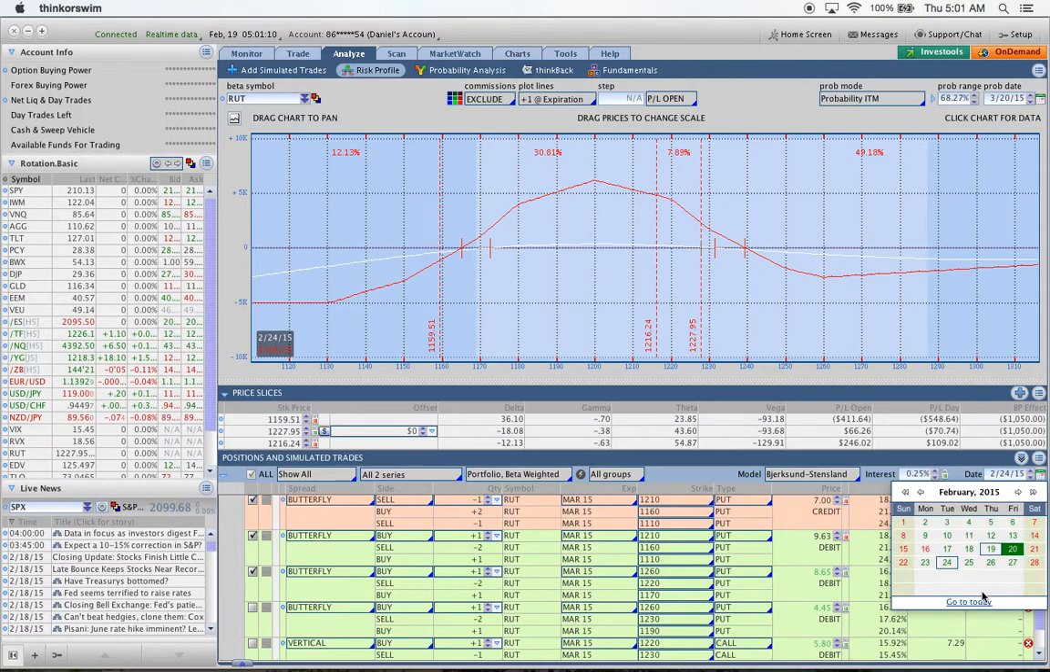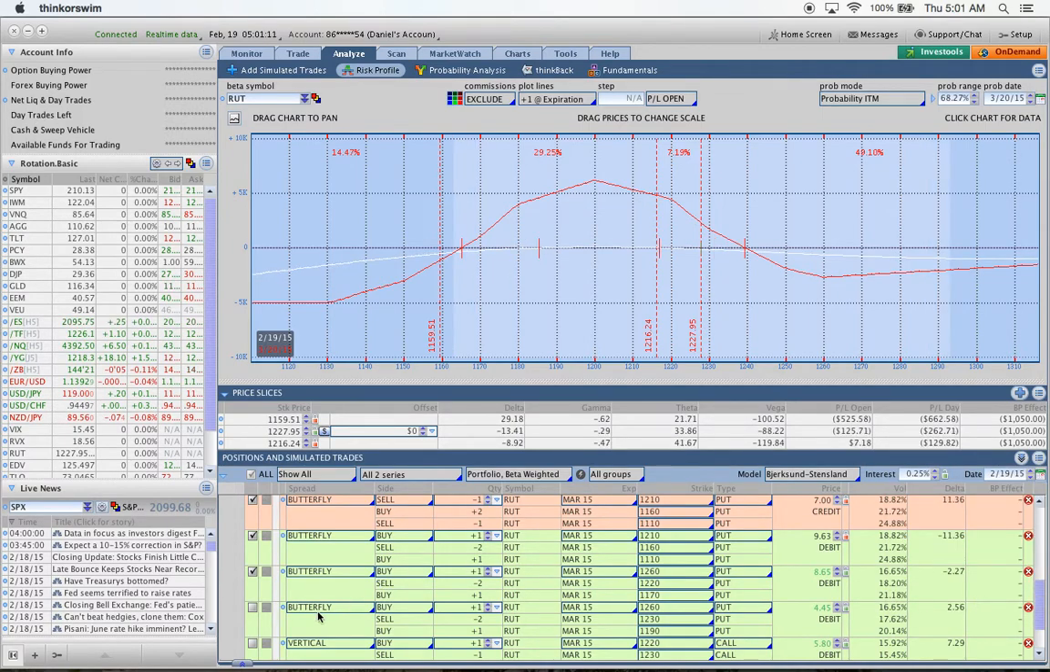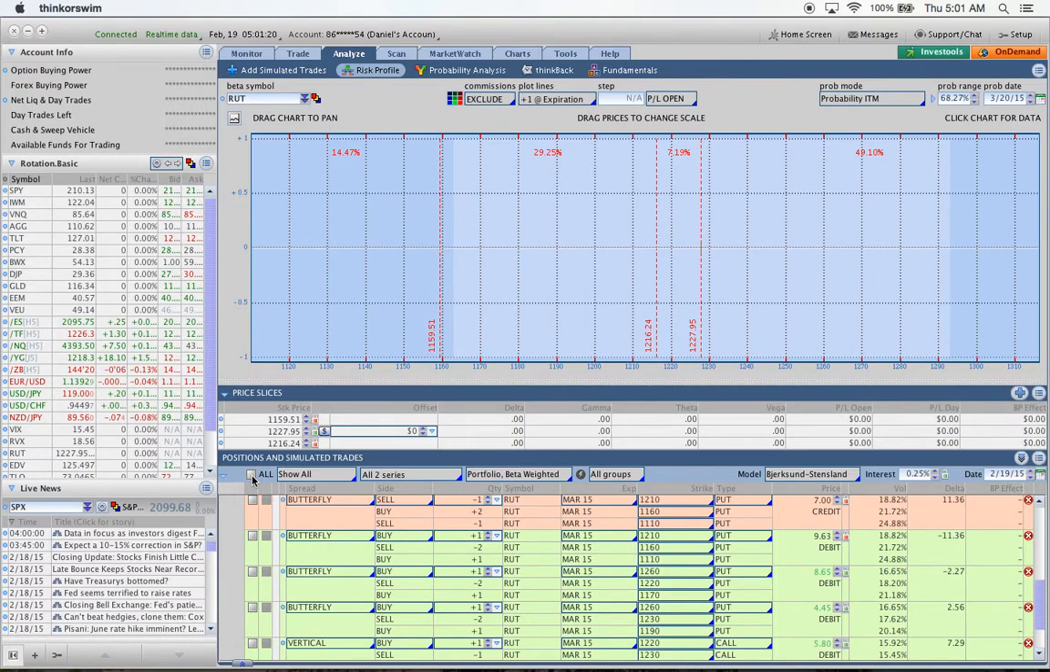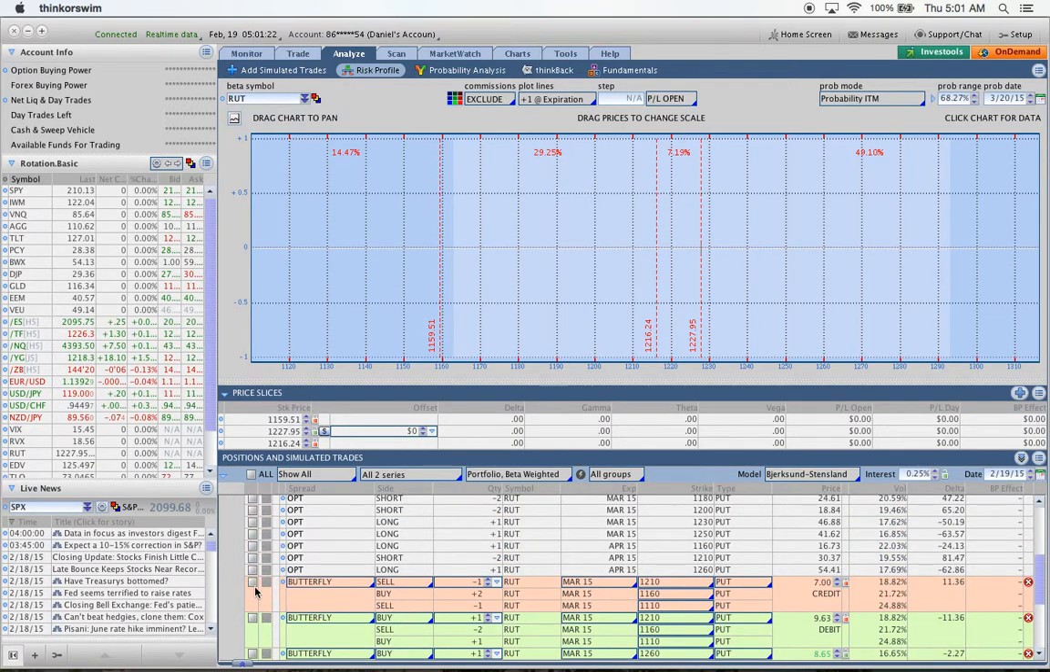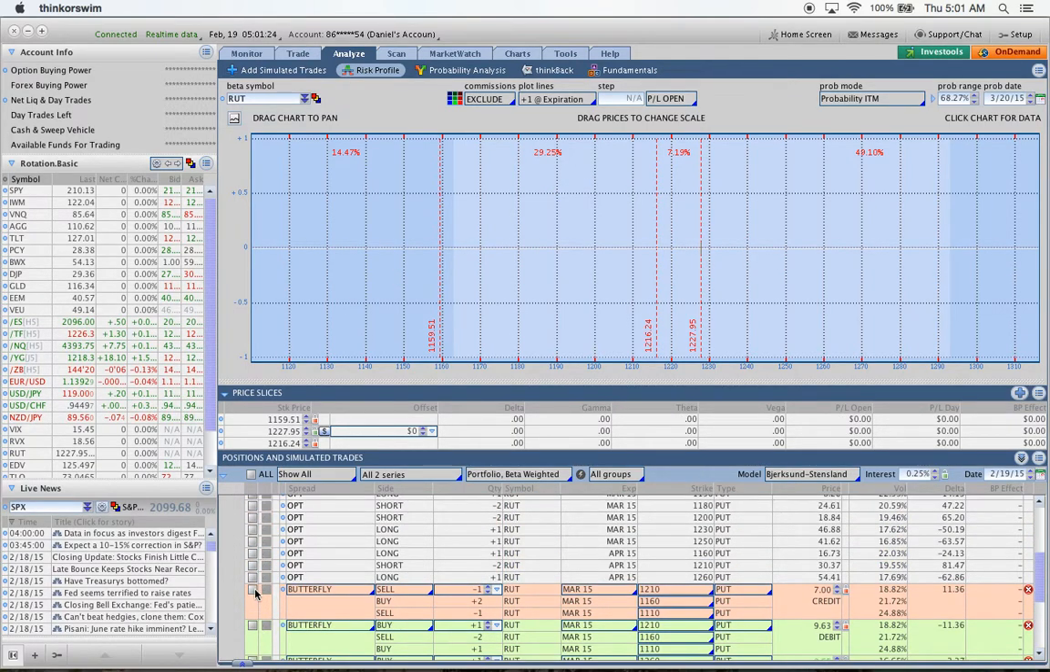So let's bring this back to today. For some reason, my thinkorswim is not unclicking that position. That's okay. This is a good segue. We can just go into the April butterfly. We were essentially done with March.